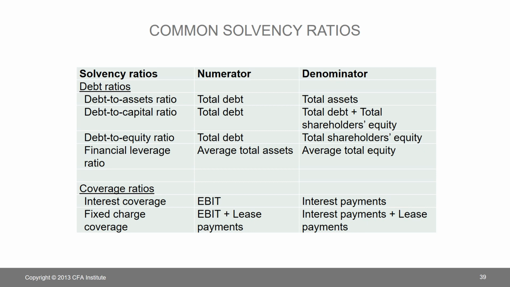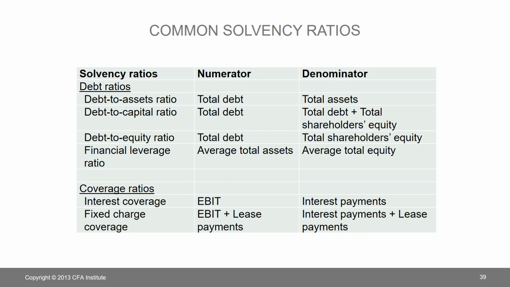Next one is the debt to capital ratio. This one measures the percentage of a company's capital, which is debt plus equity, represented by debt. As with the previous ratio, a higher ratio generally means higher financial risk and thus indicates weaker solvency. After that, we have the debt to equity ratio. This one measures the amount of debt capital relative to equity capital, and we can interpret this similarly to the preceding two ratios. The higher ratio indicates weaker solvency.